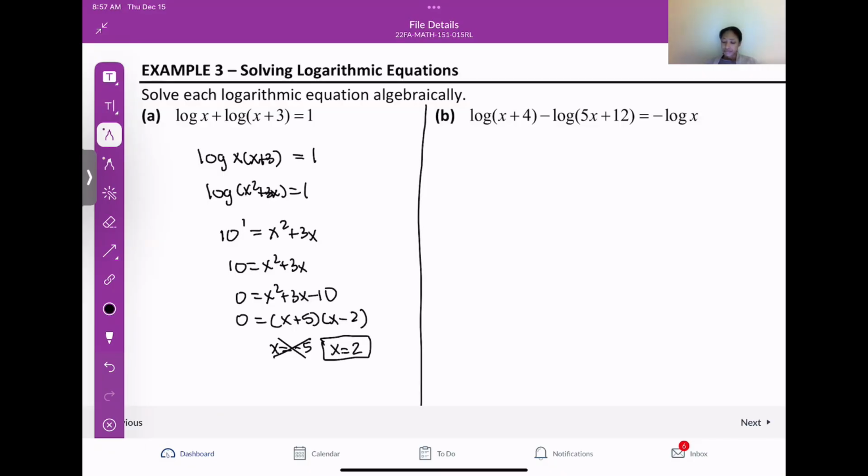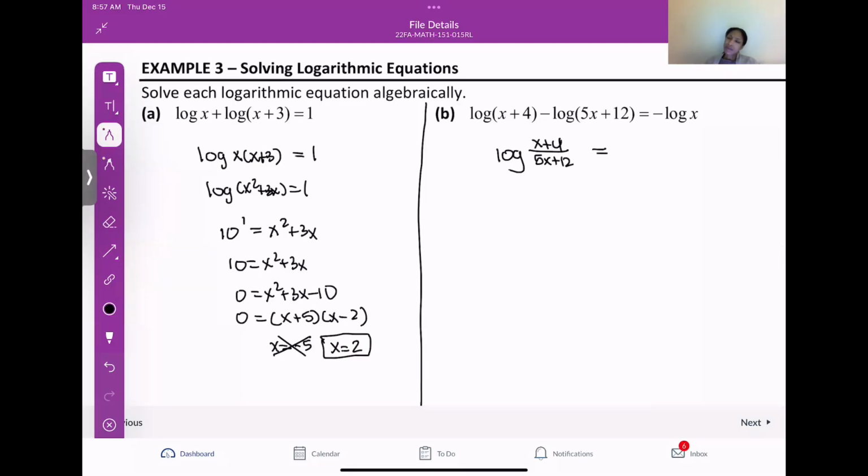Part B. Here we have log of x plus 4 minus log of 5x plus 12 equals negative log x. So on the left-hand side, we can combine this into one log by dividing the terms. We'll have x plus 4 divided by 5x plus 12. So one logarithm, and then divide the two terms we're taking the log of. And this would be equal to negative log of x. That's equivalent to log of x to the negative first power.